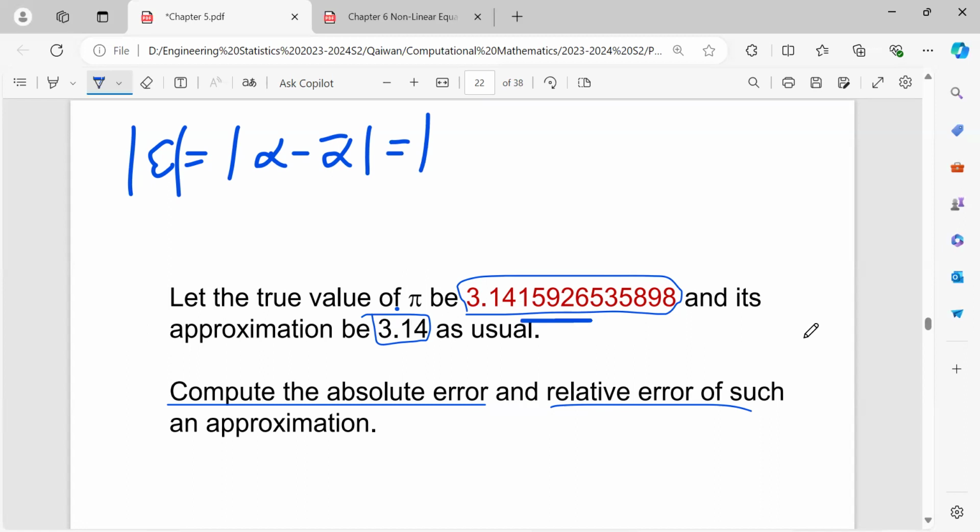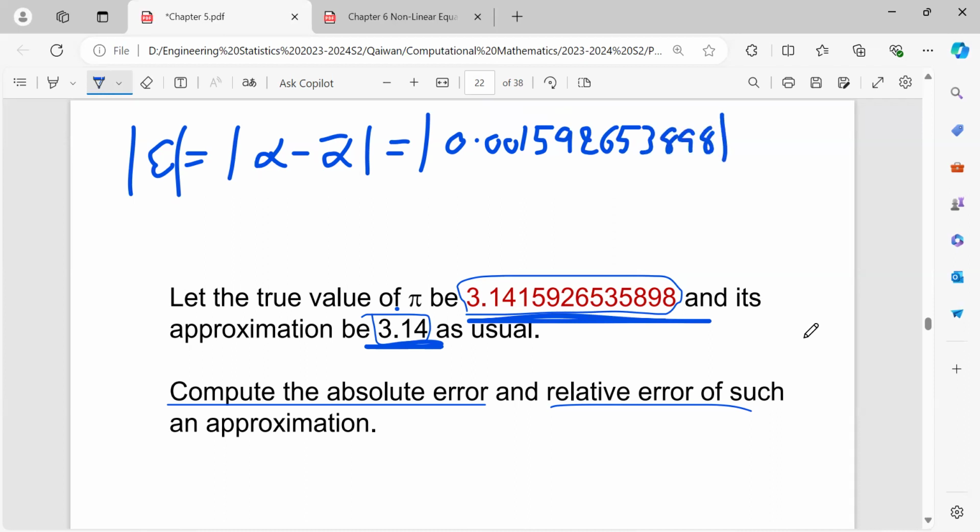Which equals to, what's the true value is this one. And this is the approximate value. If we subtract approximate value from true value, what we get? We get 0.00159. Okay, its absolute value is itself. It is 0.00592653898. This is absolute error. To find relative error, what do we do?